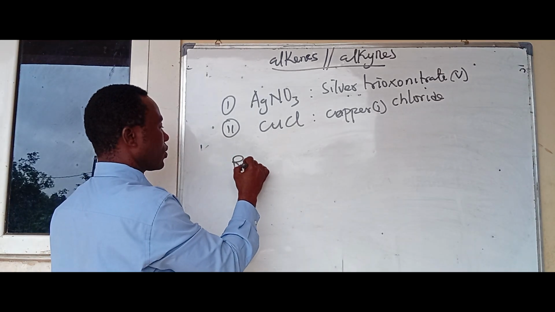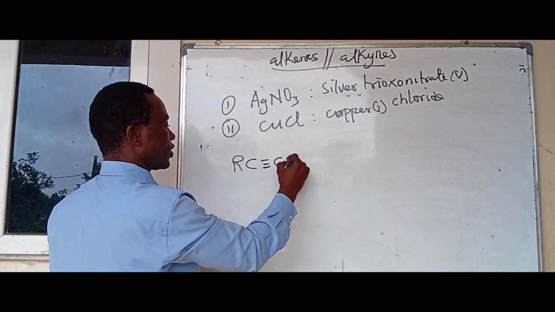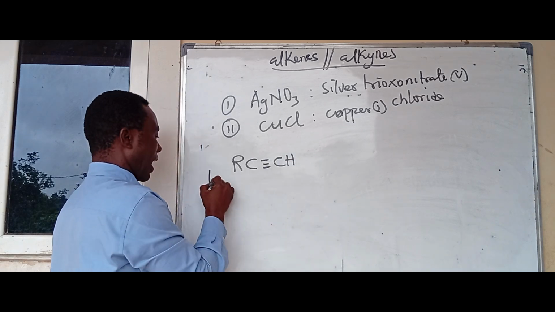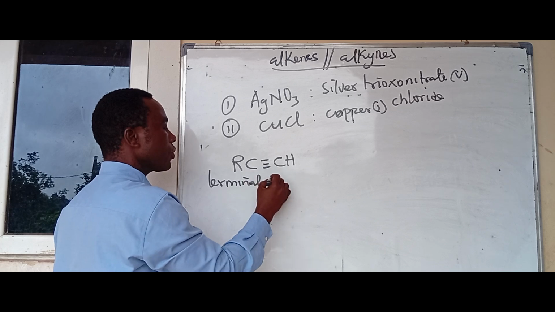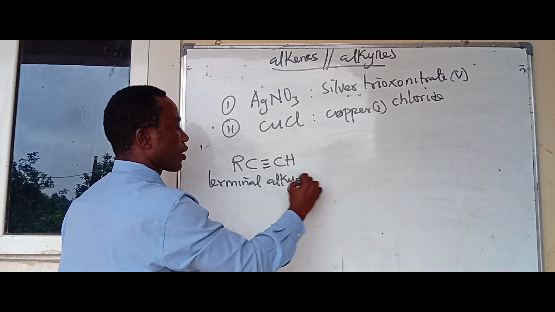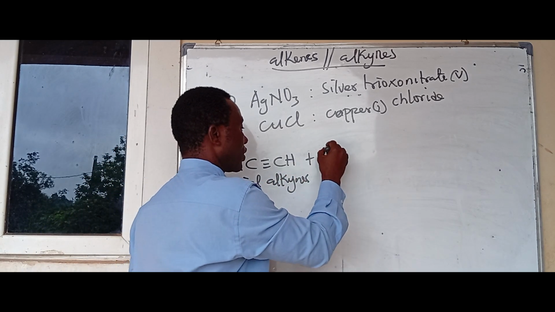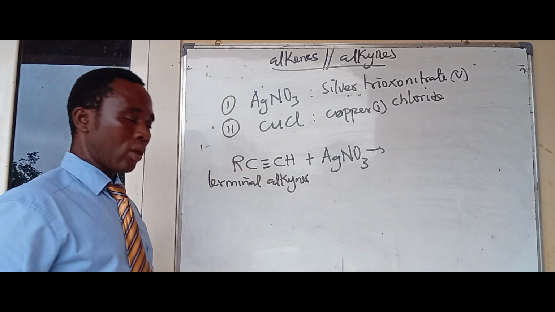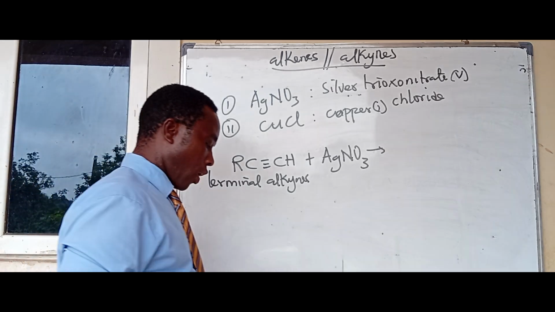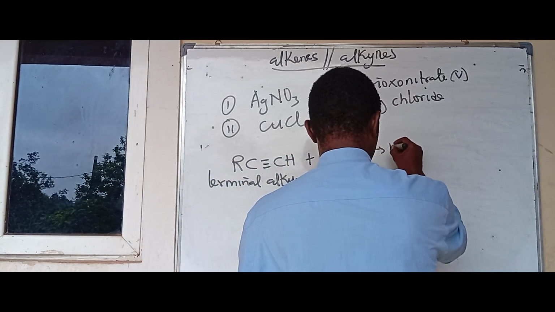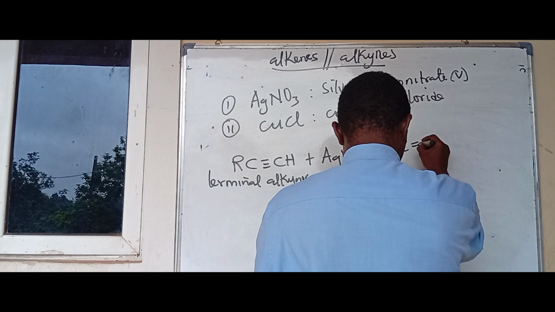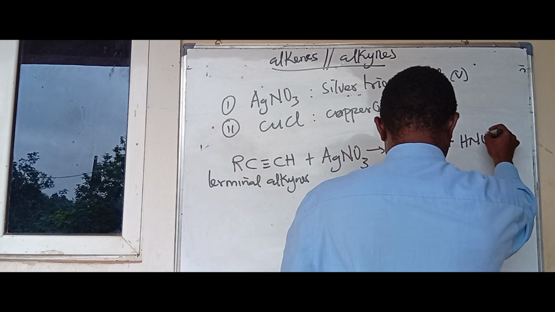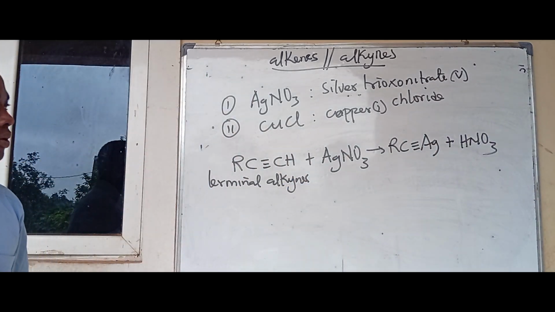How is this reaction? Let's say we have RC≡CH. This is a terminal alkyne. Then we want to react it with silver nitrate, for example. What we have is RC≡CAg plus HNO3. So that is the compound we'll have.